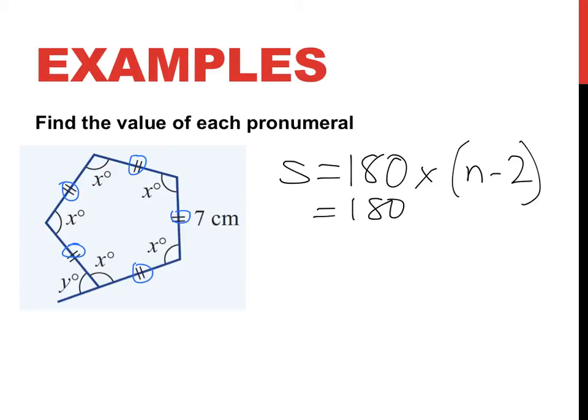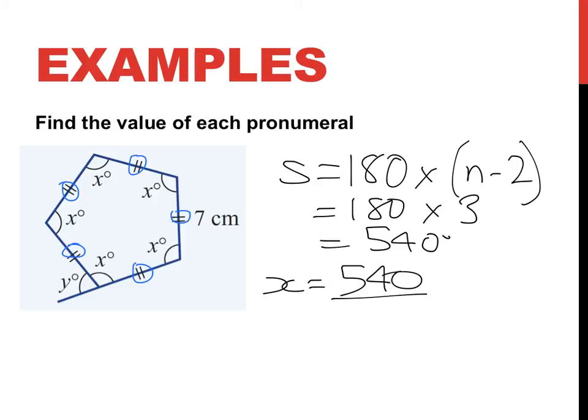How many sides is there? 1, 2, 3, 4, 5. 5 minus 2 is 3. 180 times 3 is 540 degrees. So altogether they should equal 540. And I know they're all equal because all the sides are equal. So x is going to be equal to 540 divided by 5, as there's 5 sides. There's 5 angles in there as well. So if I divide that by 5, I get 108 degrees.